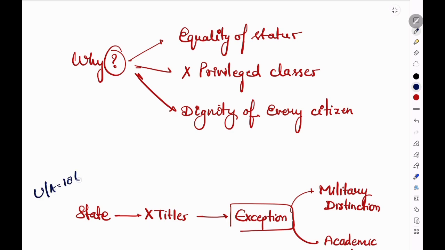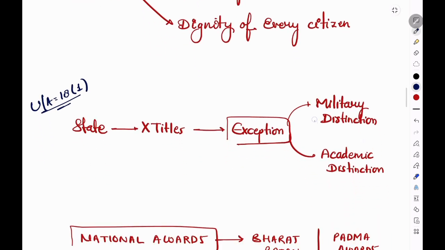Under Article 18, Clause 1, it is written that a state cannot confer any titles, but there are two exceptions: military distinctions and academic distinctions. The purpose of military distinctions is to recognize sacrifice, encourage courage and honor military services. For example, the Param Vir Chakra, the Mahavir Chakra, the Vir Chakra and so on. The reason for this exception is that these are rewards for services and not symbols of social superiority.